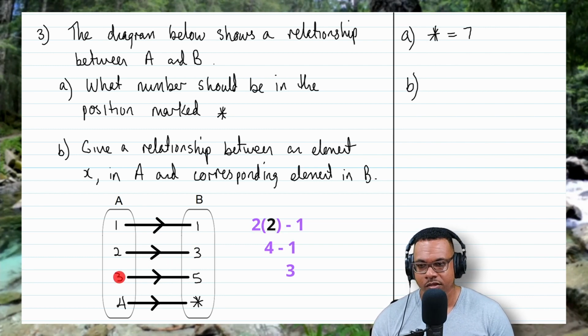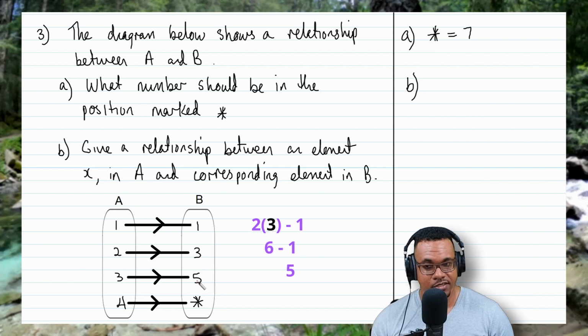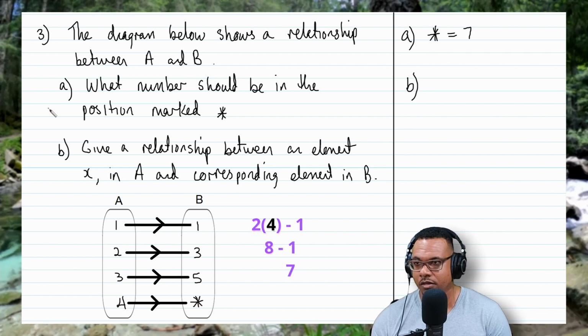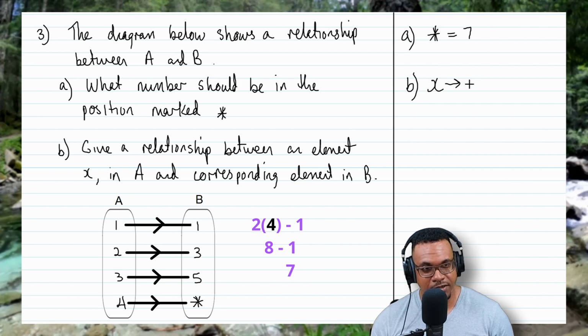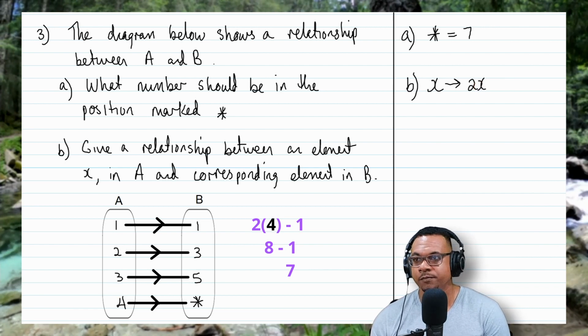Let's try it again. Use the 2. 2 times this 3 is 6. How do I get 5 from 6? Take away 1. 6 take away 1 is 5. Likewise, if I multiply this 4 by 2, I'll get 8, and take away 1, I'll get 7. So therefore, your formula will be x is mapped to, you're multiplying by 2, so 2 times x, because these are your x values here that I'm multiplying 2 by: 2 times 1, 2 times 2, 2 times 3, 2 times 4. These are x values. So 2 times x. And then I need to take away 1.